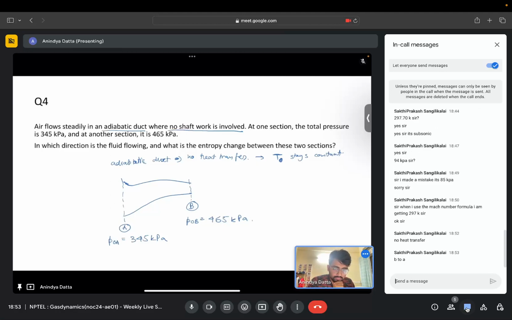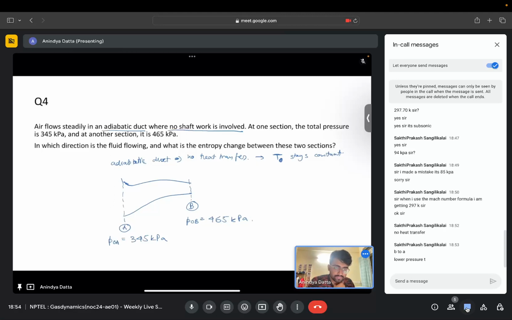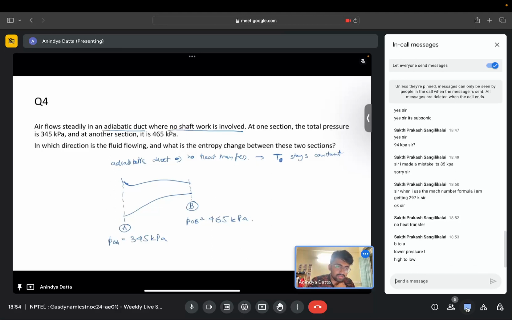Yes, why? Reason? Yeah, lower pressure. No, it's not always right. We are used to thinking that there is flow only when there is a pressure difference, like the flow occurs only in the direction from high pressure to low pressure. That is not always true. That might be true in case of incompressible flows, but it is not true in case of compressible flows.